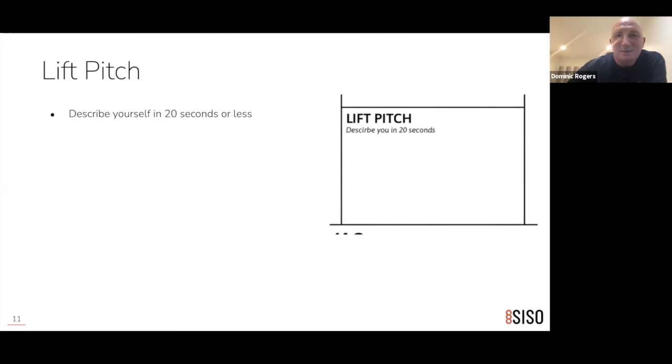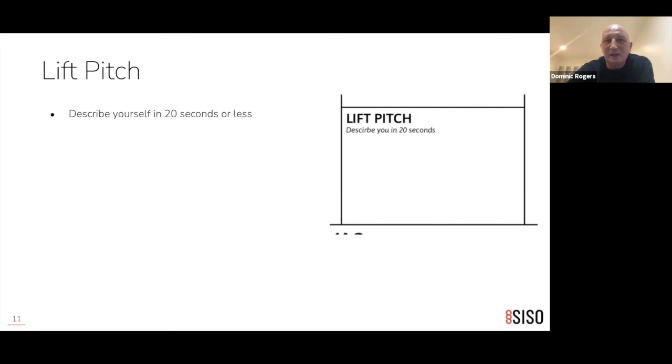Okay, this is the one that I like, the lift pitch. How can you describe yourself in 20 seconds? Imagine you're at the bottom of a lift in a high skyscraper, so the lift goes for 20 seconds. Someone asks you what you do. You've got 20 seconds to pitch yourself, your profession, your freelance operation.